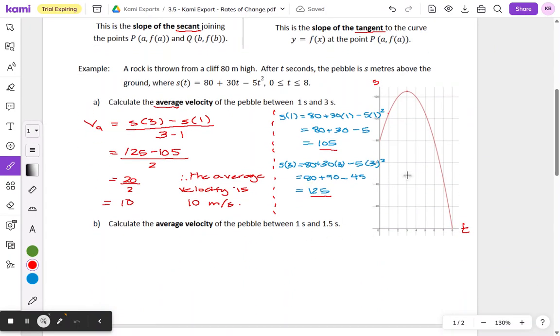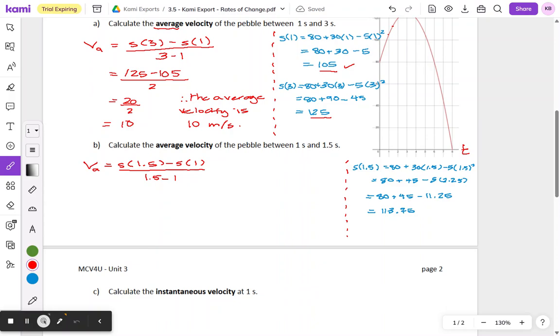Okay. So now we're making a smaller interval. We want to find the average between 1 second, which we already know. We know that's 105. So we just have to calculate where it is at 1.5 seconds. So that's going to be about here. Okay, and you can see again, we're just obviously getting closer to the tangent at 1 second. Okay, so I'm going to pause this again and have you calculate this and be back.